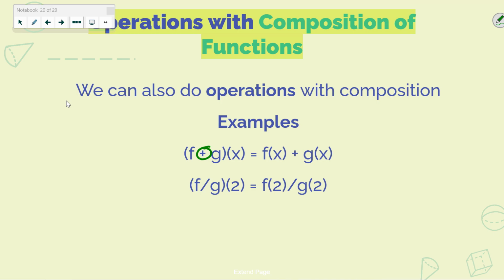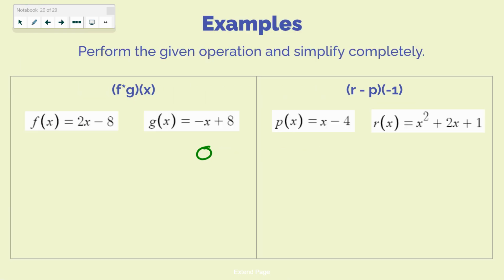Next up here I have f over g of 2. Notice here my value 2 means, hey, I'm going to input 2 into the f function and into the g function. My operation is division here. So let's do some examples. So once again, you have all of these already written down. First up, what operation do you guys see in between f and g here?